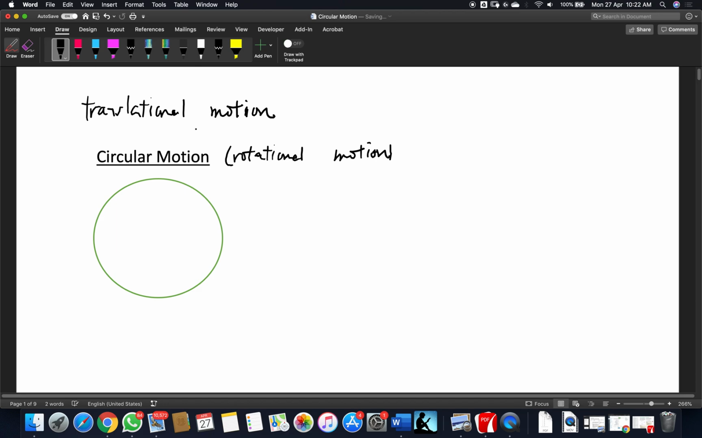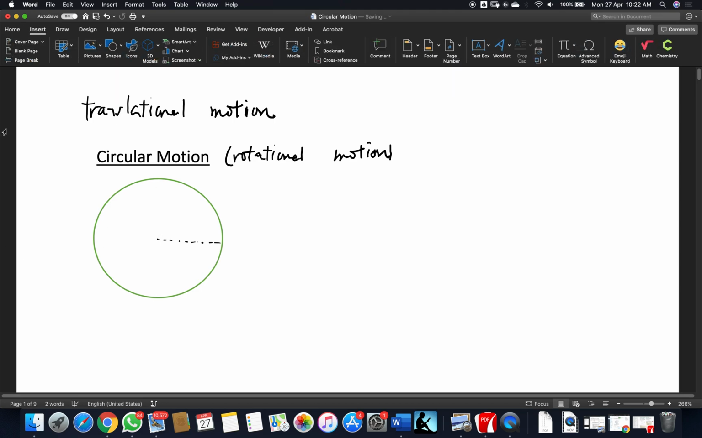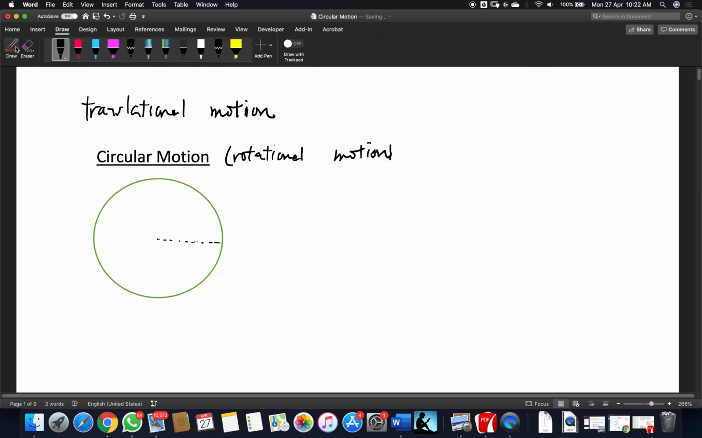In terms of rotational motion, instead of using the term displacement, we use a term we call angular displacement. Angular displacement is the angle swept or traveled by the object with reference to the reference line.